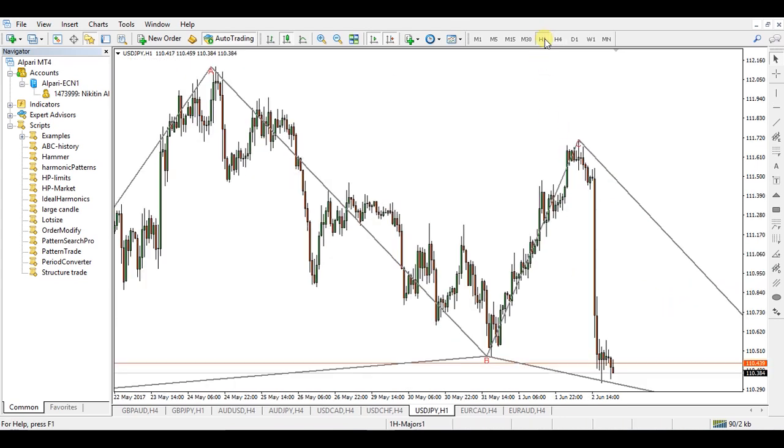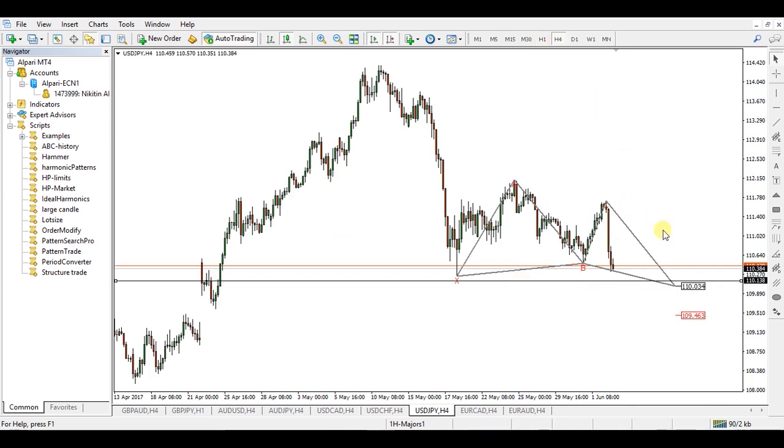Let's switch to 1 hour. Well, we don't have anything here. 4 hour time frame, potential butterfly pattern at 110.03, an even number, 110.